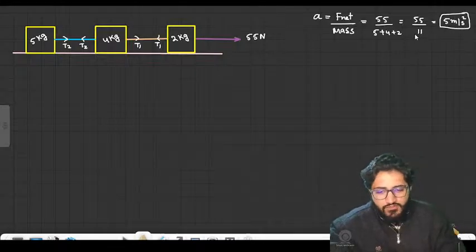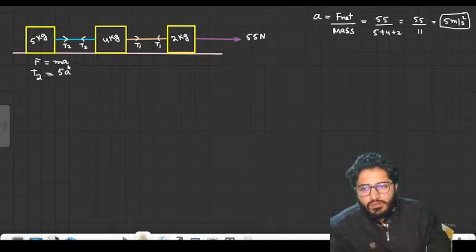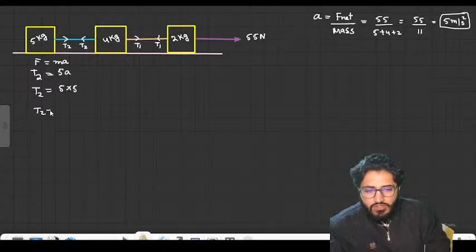My acceleration is 5 meter per second square. Now T2. So I can write T2 equals 5A. Why? Because F equals M into A. So T2 is equal to 5 into 5. So T2 is equal to how many? 25 Newton.